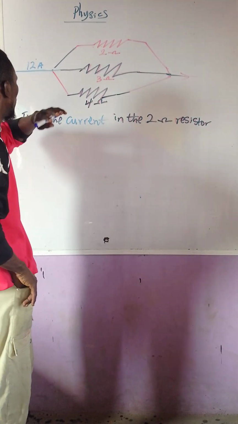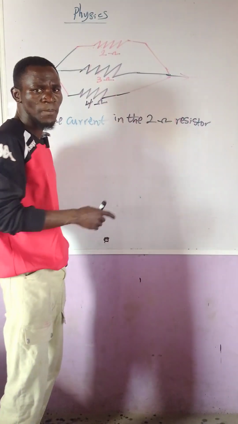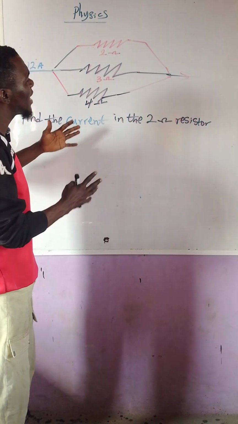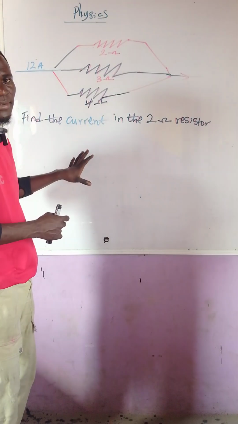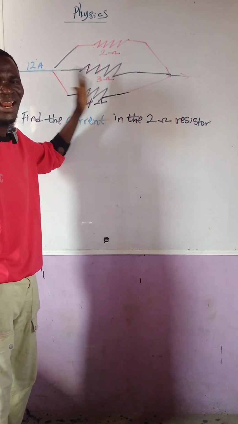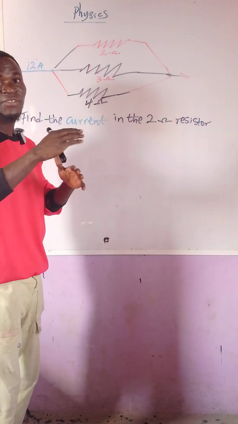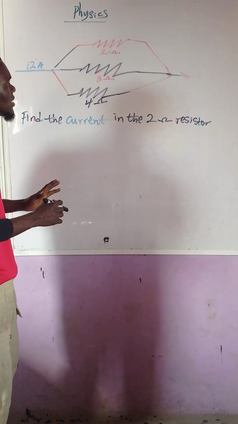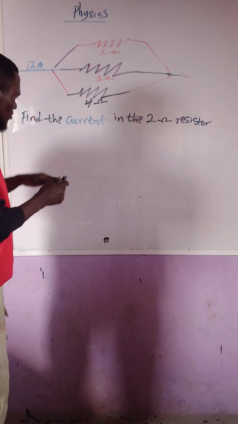Now, when you are asked to find the current in the 2 ohms resistor, the first thing you are going to do is find the total resistance of this connection here. This is a parallel resistance, because it's vertical. But if it's horizontal, it's series.